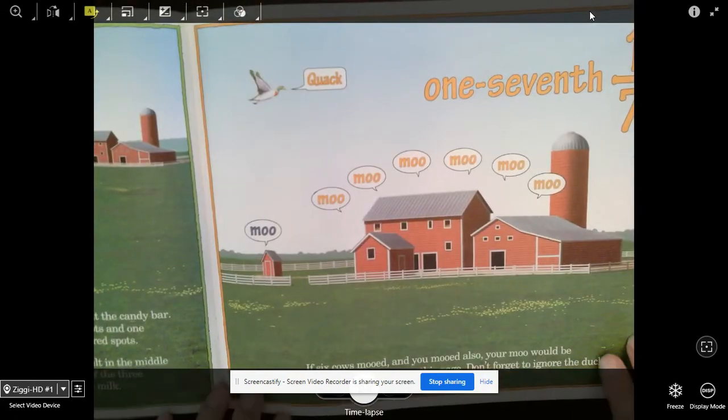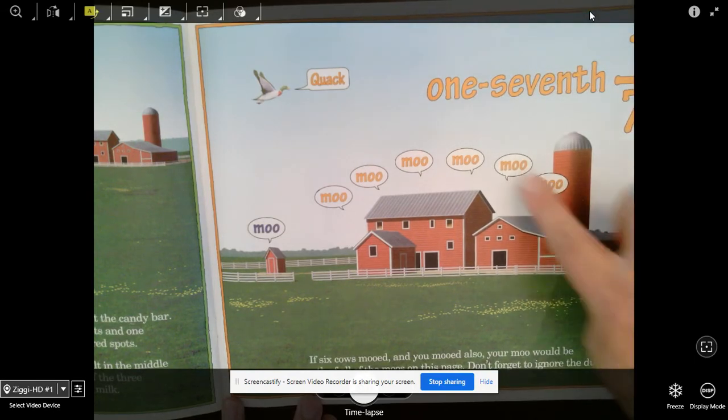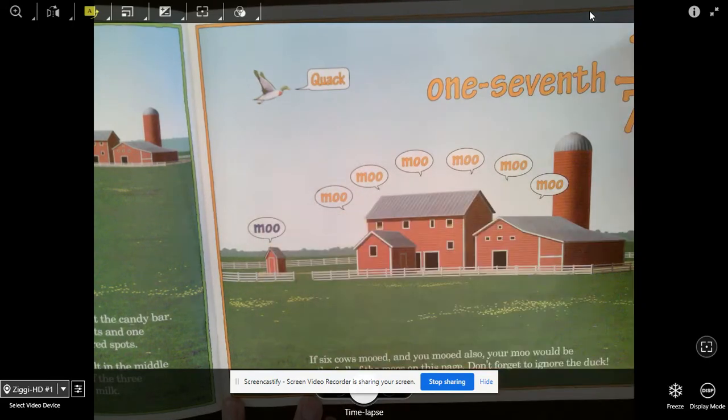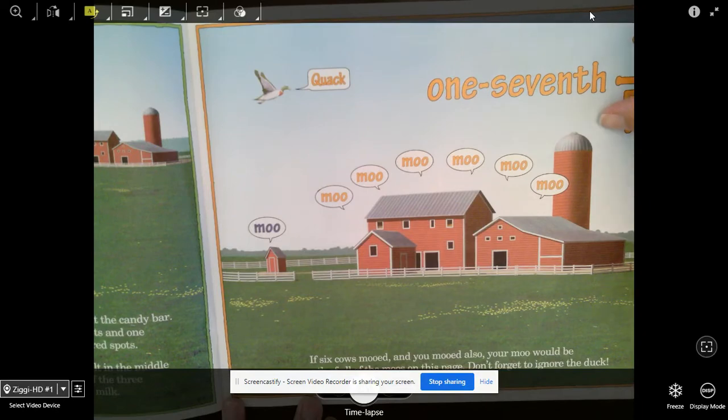Quack. If 6 cows mooed and you mooed also, your moo would be 1/7 of all the moos on this page. Don't forget to ignore the duck. Let's see. 1, 2, 3, 4, 5, 6, 7. 1 out of 7. Quack.